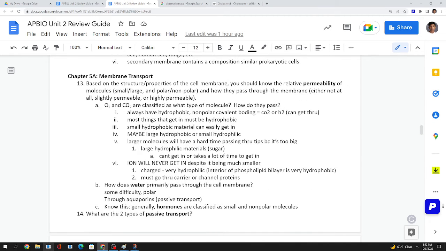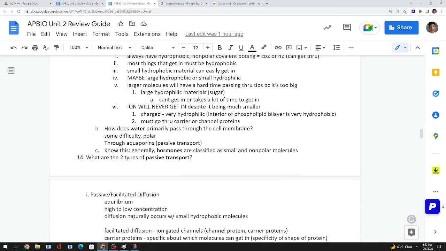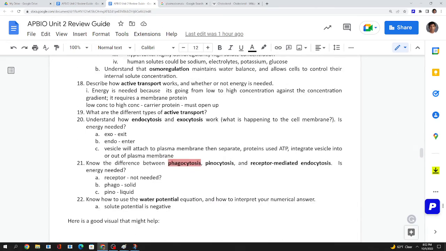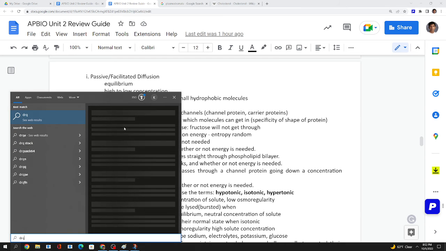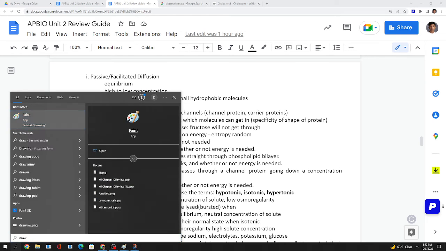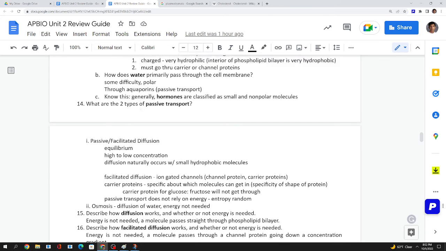Next up, this is the newer or the extra portion of the content. This is cell transportation, and cell transportation kind of goes back to the plasma membrane, and we're going to be analyzing how the plasma membrane really works with this type of stuff. So where to start? Let me pull this up. What are the two?